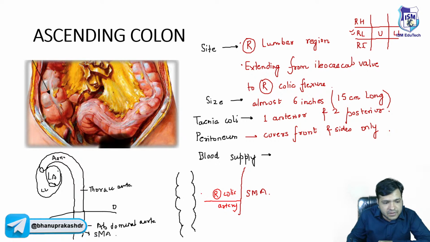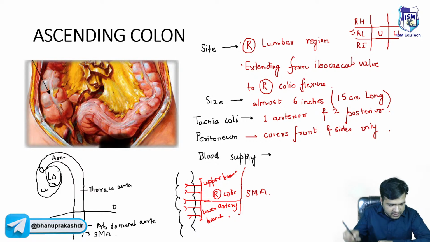This right colic artery will divide into an upper and lower branch, and then it will give straight branches. These are called arcuate branches. So this is the upper branch of the right colic artery, and this is the lower branch of the right colic artery. These upper and lower branches give these small straight branches, and these are called arcuate branches.